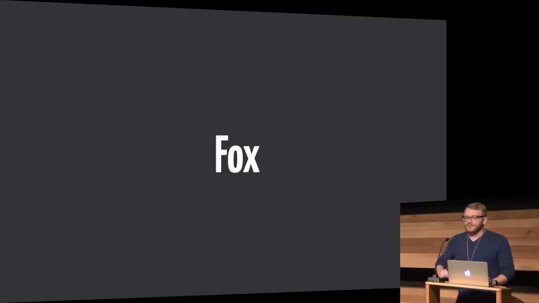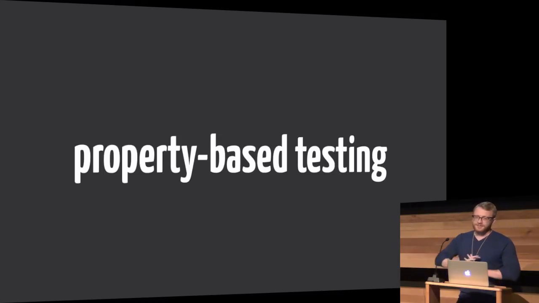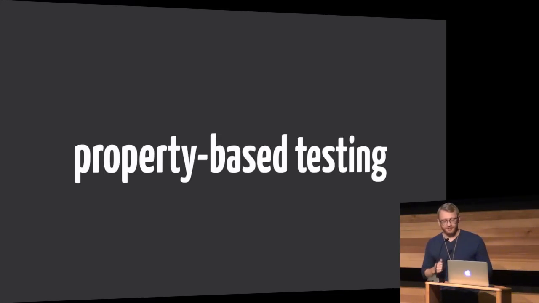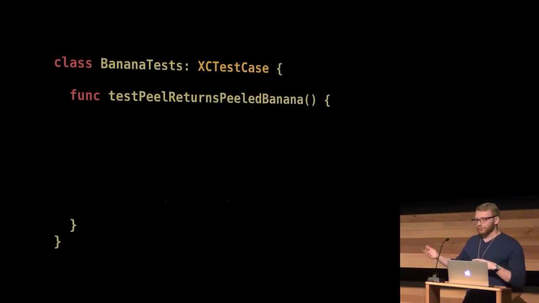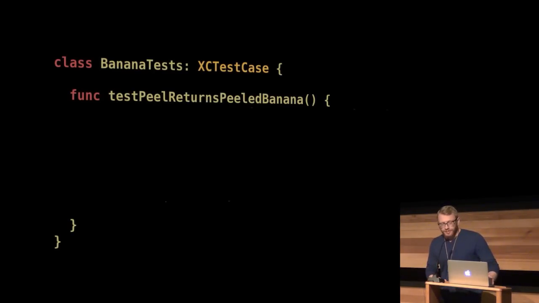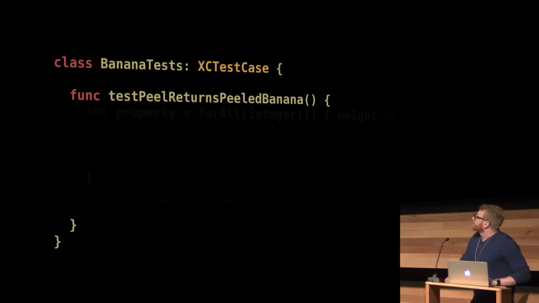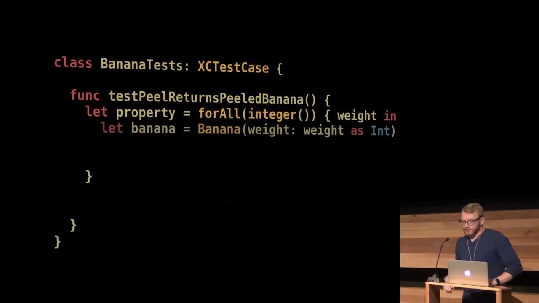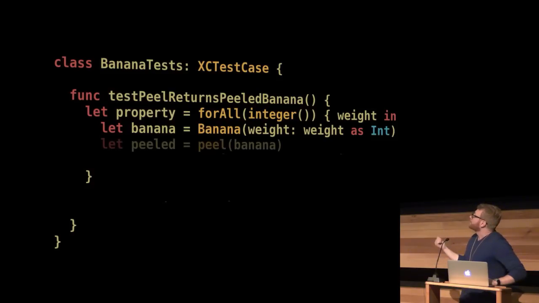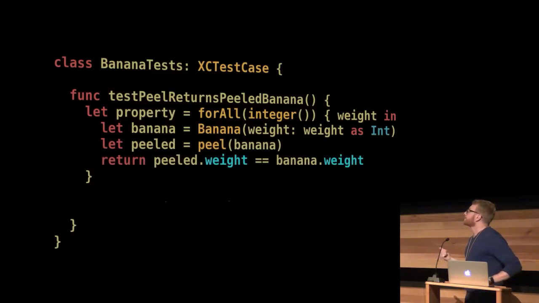But, as I mentioned, the concept is called property-based testing. QuickCheck and Fox are property-based testing frameworks. So just to get on the same page, what is a property? Well, like I said, that banana should weigh the same whether it's peeled or not. The peeled version should weigh just as much as the original. So basically, the property we're looking at is that for all integers, the original banana, when peeled, should weigh the same as the unpeeled version.